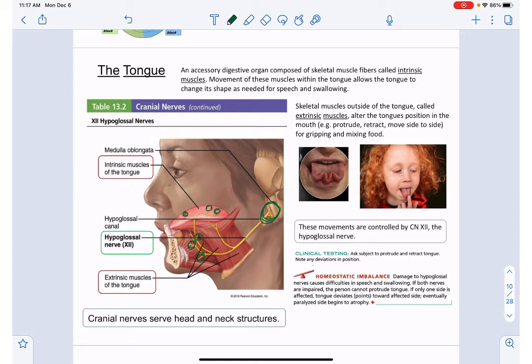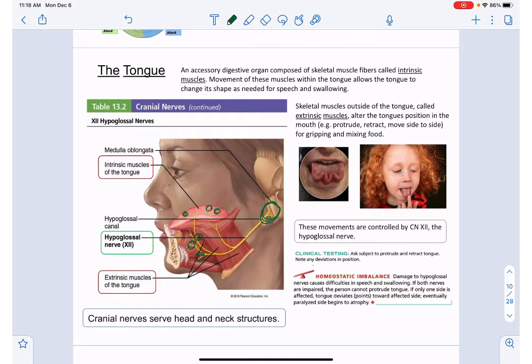So if you have a patient and you want to check function of all their cranial nerves, what can you do to test the function of cranial nerve 12? Well, you can ask them to move their tongue, stick their tongue out, move it side to side within the mouth. And if they have problems doing that or are unable to do that, then that indicates damage to the hypoglossal nerve.